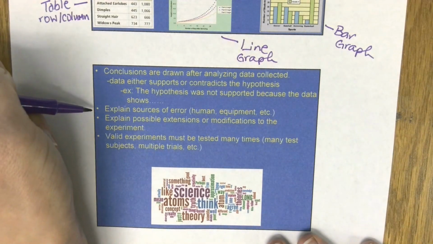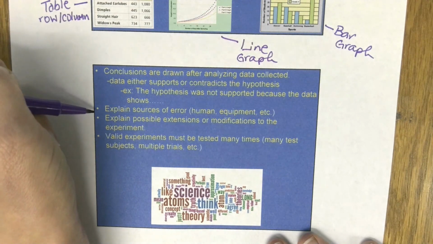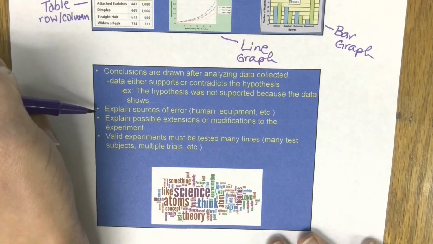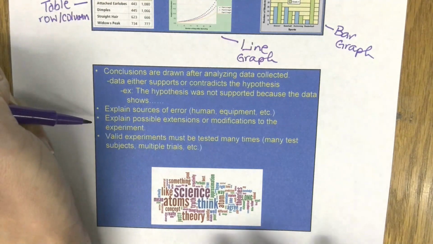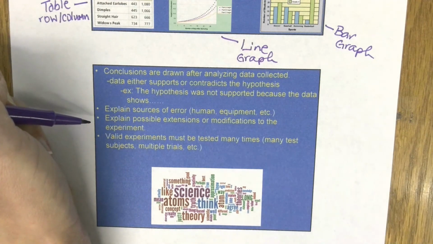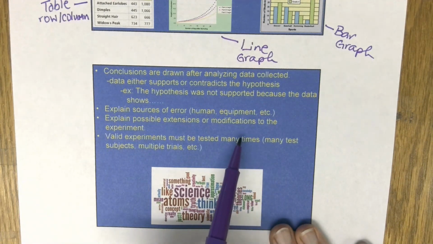Okay, one of the things you're going to be asked to do is explain sources of error, whether it's human error or error with equipment. Okay, like let's say one of our bulbs burnt out and we didn't know it. Well, that might impact the height of our plant that was sitting under that bulb. Okay, then you're going to be asked for possible extensions or modifications to the experiment. How could you take the exact same experiment and just extend it, do a little bit more, learn a little bit more? Or it could be a major modification, okay, or a slight modification.